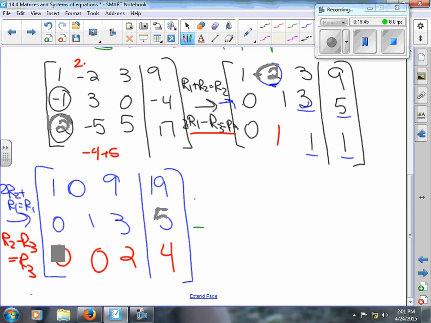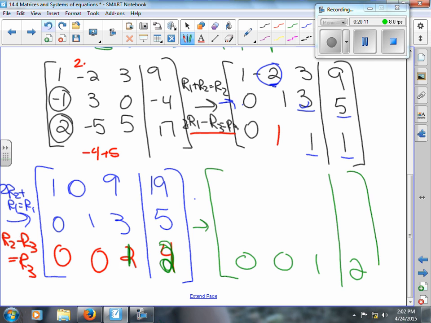So I'm not going to change my row 3. But before that, notice this 2 and this 4. I can divide that by 2 and get 1, 2, and that will be easier to work with. So I'm going to do a sub-step there: I divide by 2, and I get 0, 0, 1, 2.